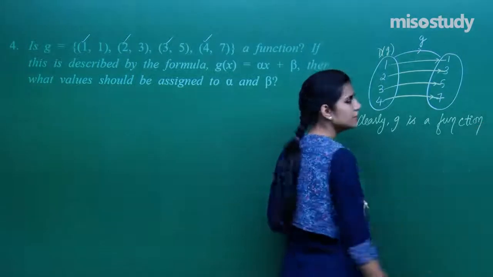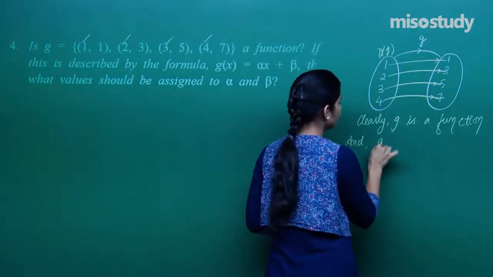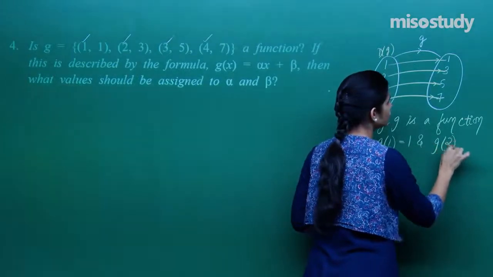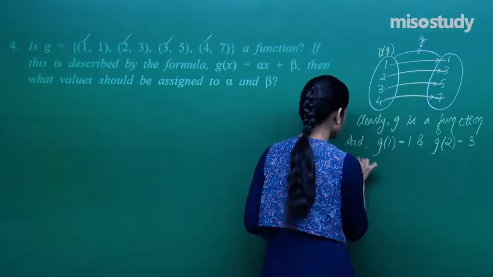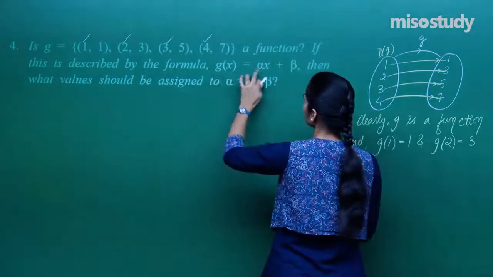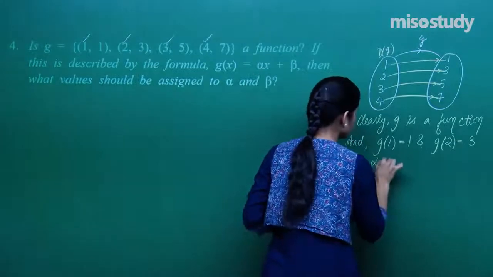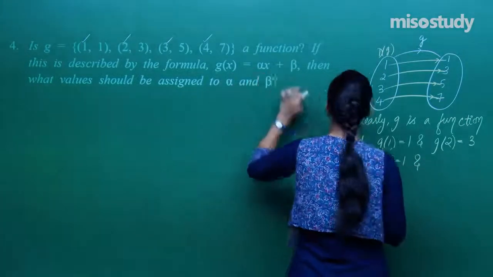Clearly G is a function, and I know G is mapping 1 to 1 and G is mapping 2 to 3. These both will suffice to give us the values of alpha and beta. If G of 1 is 1, you know G of x is alpha x plus beta. G of 1 is alpha into 1 plus beta. So alpha plus beta is 1, and G of 2 is 2 alpha plus beta.